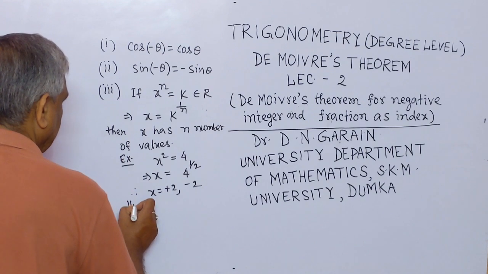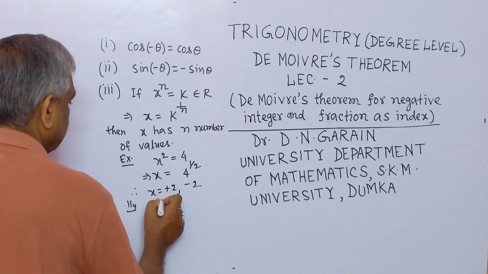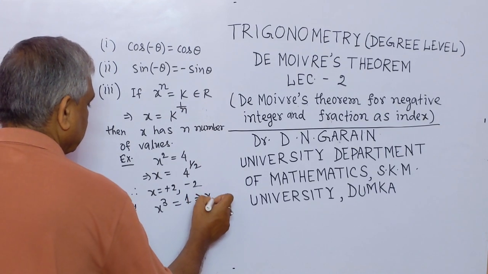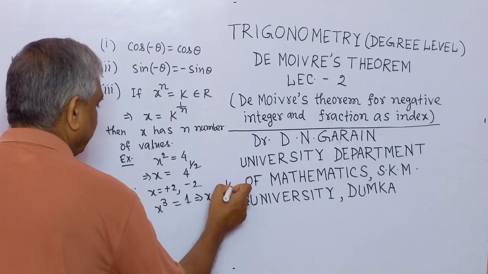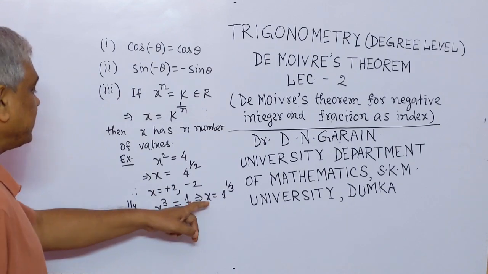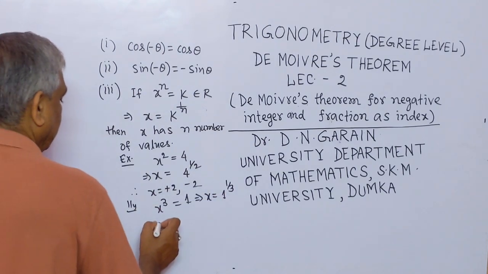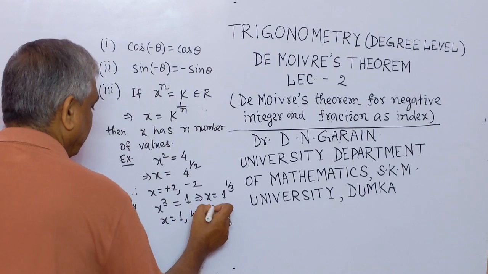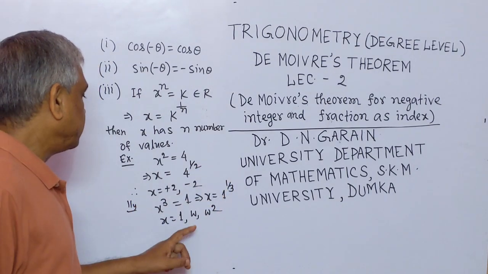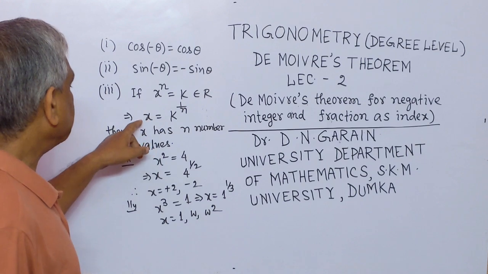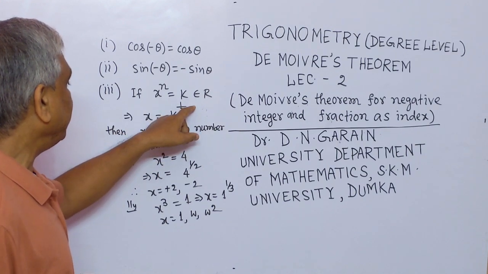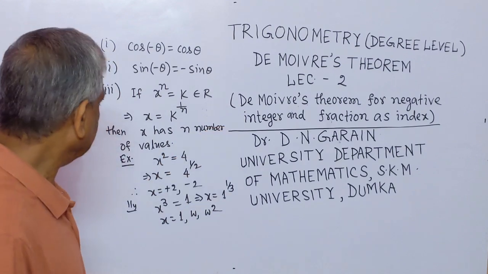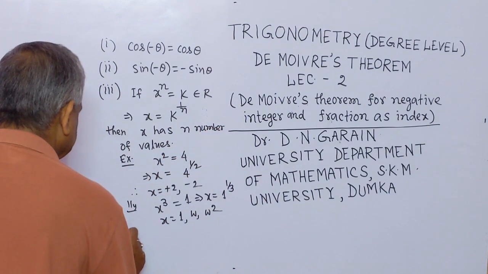Similarly, x cube equal to 1 implies that x equal to 1 to the power 1 by 3. Then x has three values. x equal to 1, omega, omega square. In this way, if x equal to k to the power 1 by n, then x has n number of values. Number 4.